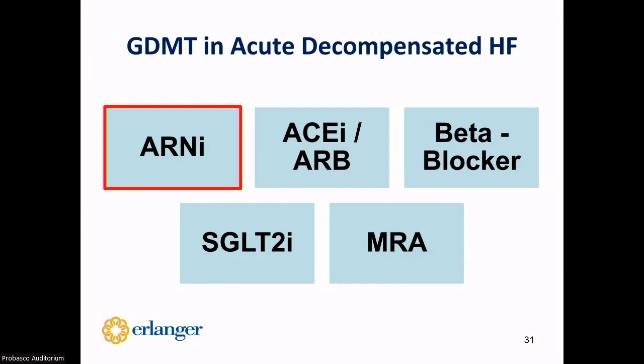So for the remainder of this presentation, we're going to walk through each class one by one, the literature that's there to support these recommendations, and any additional considerations that I would like to add to this list. So we'll be starting first with our ARNI, which is our Entresto or sacubitril valsartan, and working our way through all of the other classes.